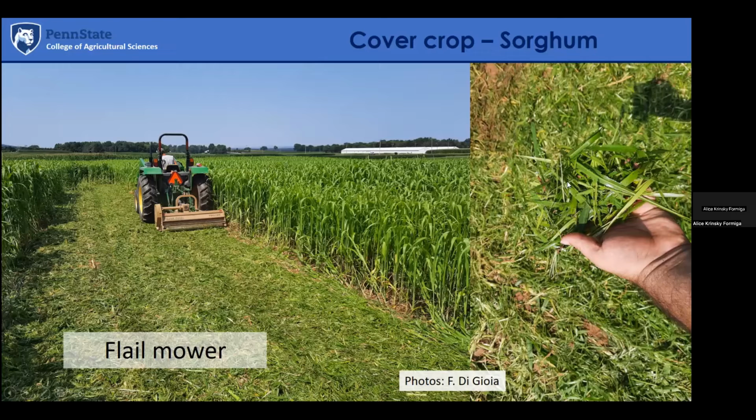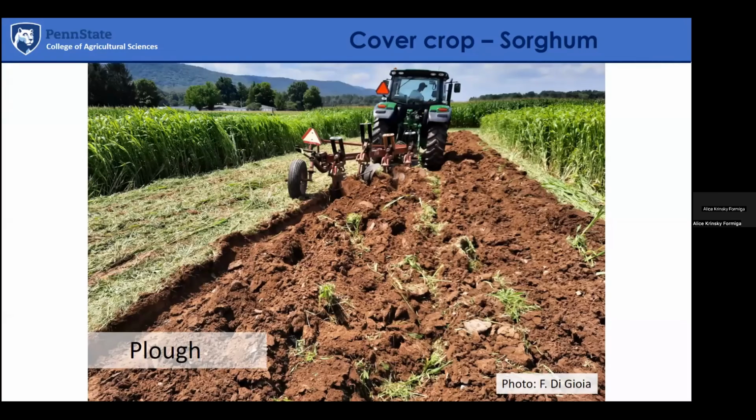I think what you see in the picture here is the results of one pass. But if you do more passes with the flail mower, one against the other, you may chop it up more, and that could be beneficial. Then to terminate a cover crop like sorghum Sudan grass, you really need to plow the soil, otherwise it may start over again. And so this is what you see here in the picture.